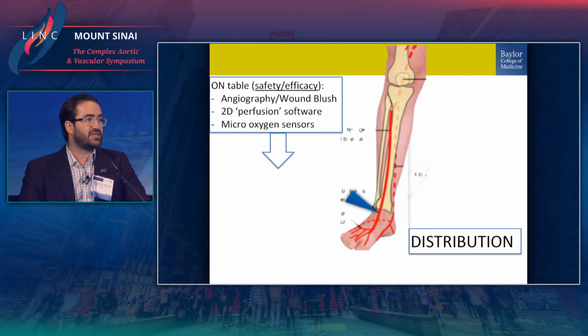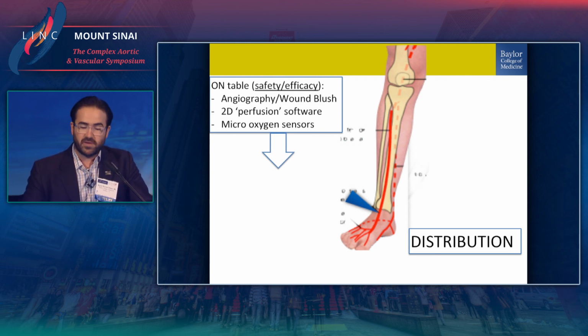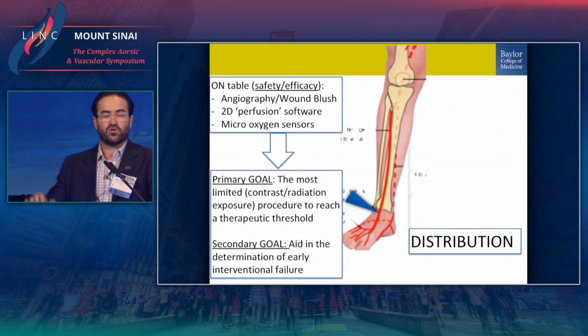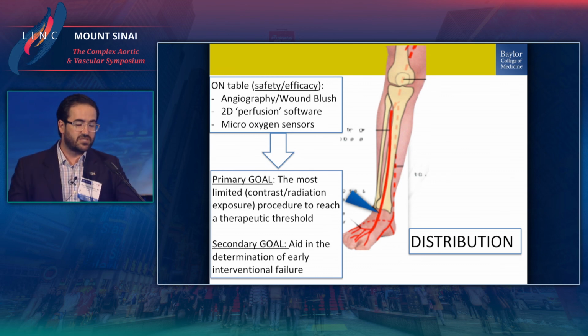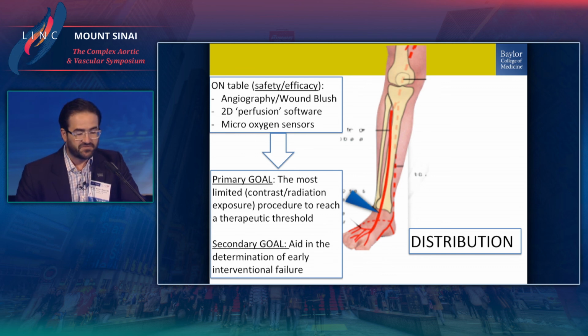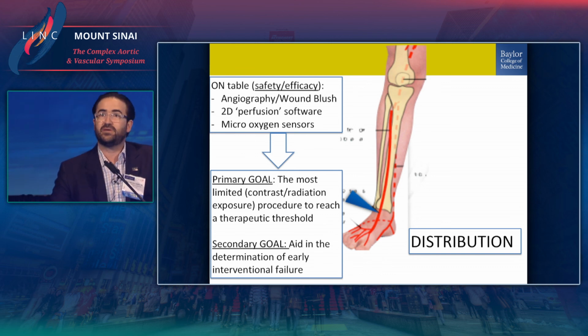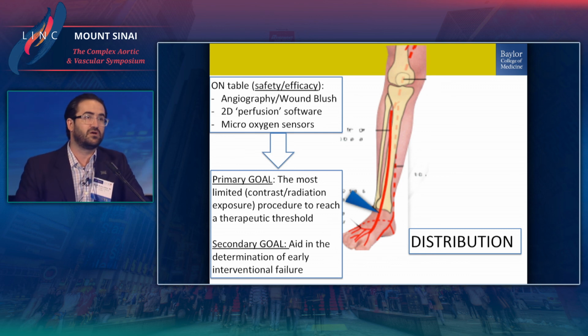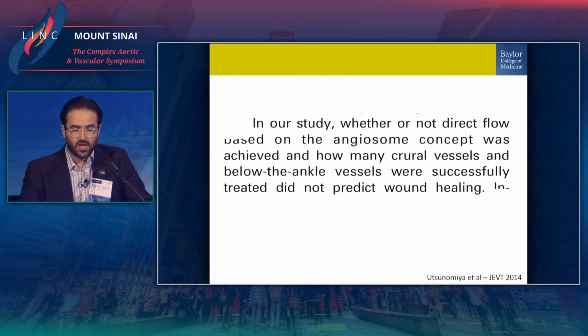In distribution, the same three things are worth mentioning, but here the primary goal, other than the limited issue, is going to be to know ahead of time and early on if that patient had failure of the intervention, because that may lead you to be more aggressive with either a deep venous arterialization or, in some specific cases, maybe a major amputation.